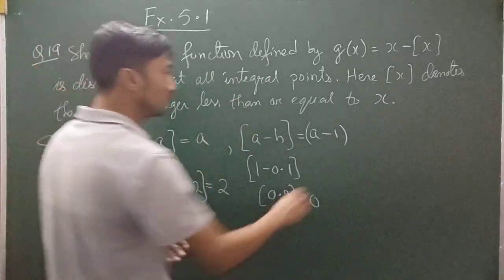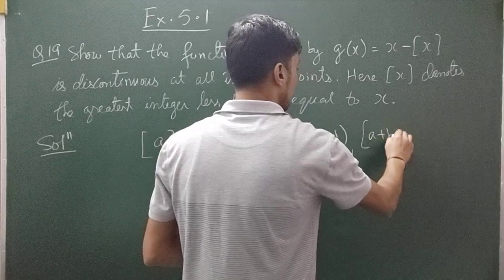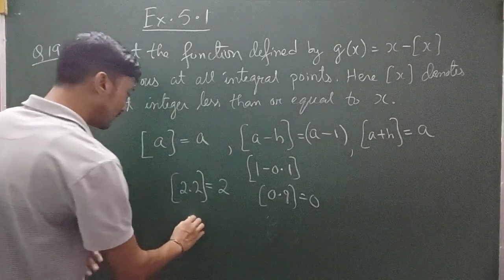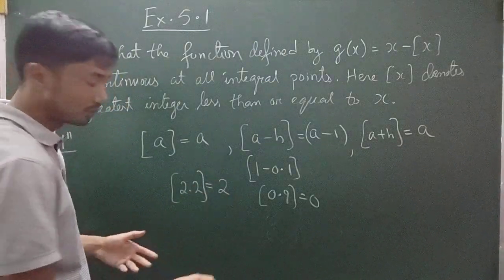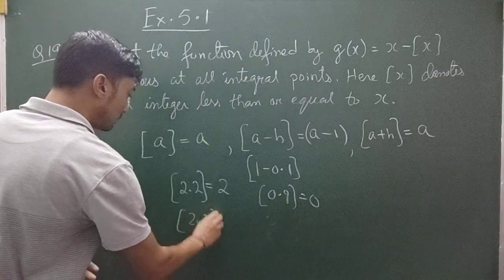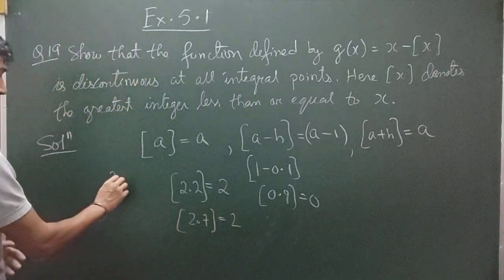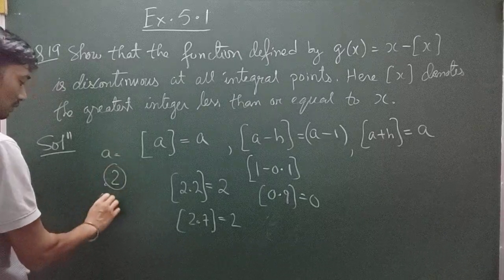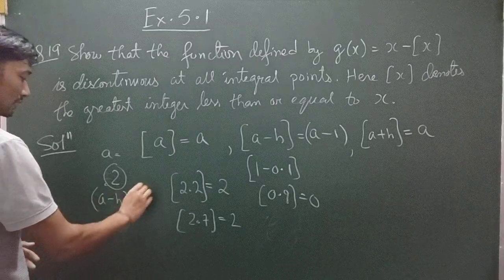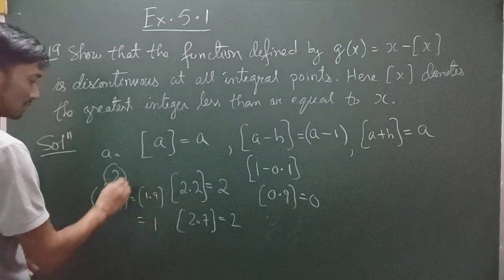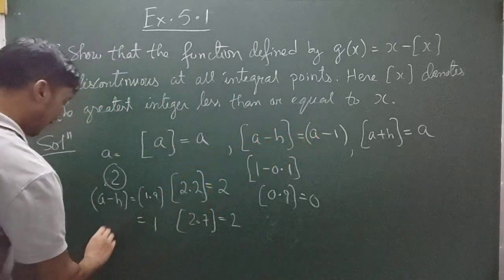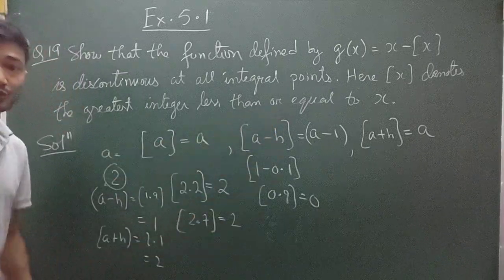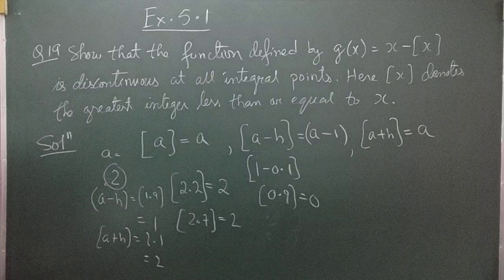And similarly, what will be a plus h? A plus h, of course, again would be a. For example, 2.2 again would be 2. Or let's say 2.7, 2.7 also would be 2. Now if our value a is 2, then slightly less than 2, let's say 1.9, is going to be 1. It's 2 minus 1. And slightly greater than 2, let's say 2.1, will again be a, that is 2. I hope you've understood that, because this concept will be needed.